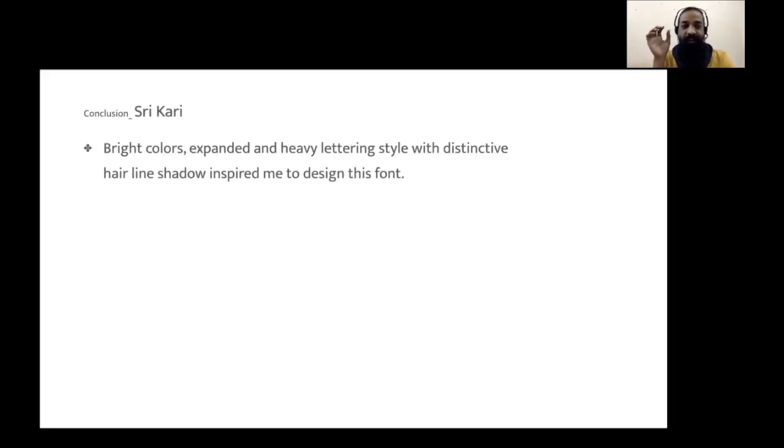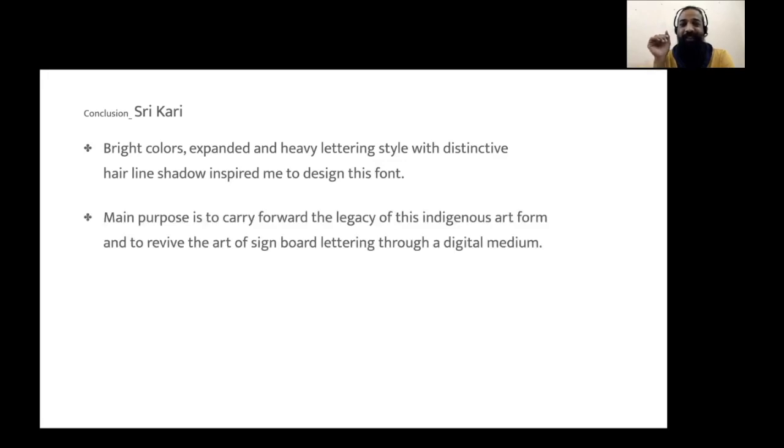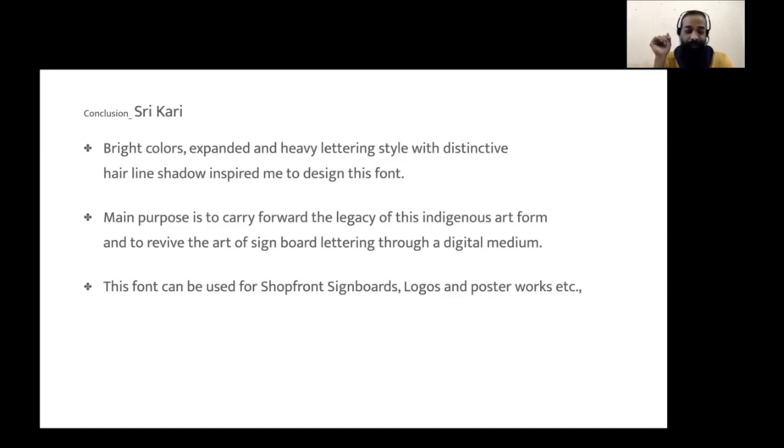As a conclusion, I would like to say that the bright colors, expanded and heavy lettering style with a distinctive hairline shadow inspired me to design this font. The main purpose is to carry forward the legacy of this indigenous art form and to revive the art of signboard lettering through a digital medium. This font can be used for shopfront signboards, logos, poster works, etc. This is my journey into designing this typeface, Sri-Kari. It took me 6 months to design and I enjoyed every bit of it.